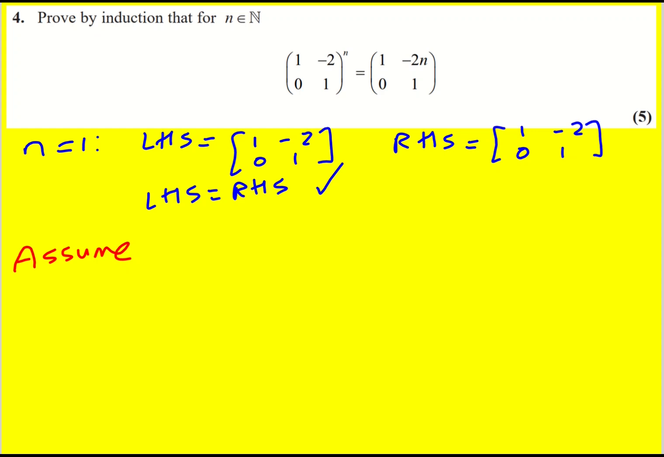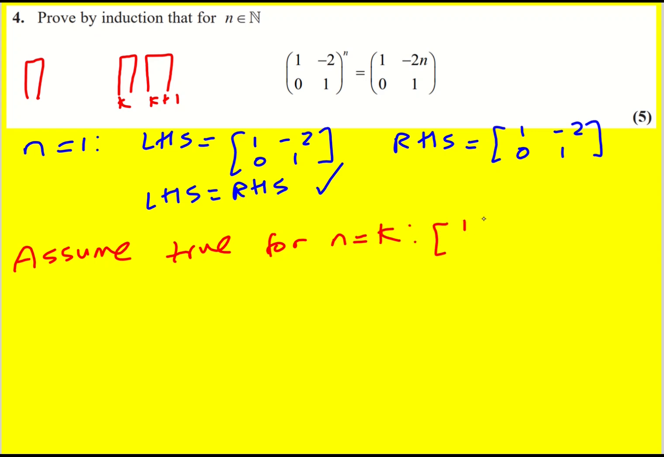So remember, we've shown that the first domino falls over. We're then going to show that the kth domino leads to the k plus 1th domino falling over. And that means 1 will mean that 2 is true. 2 means that 3 is true. Actually, it's going to be true for all values. So assume true for n equals k.